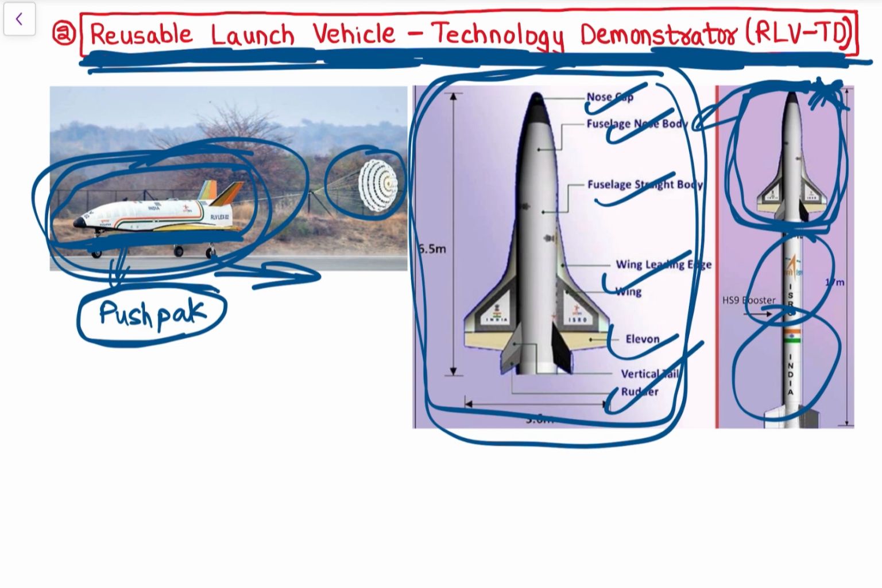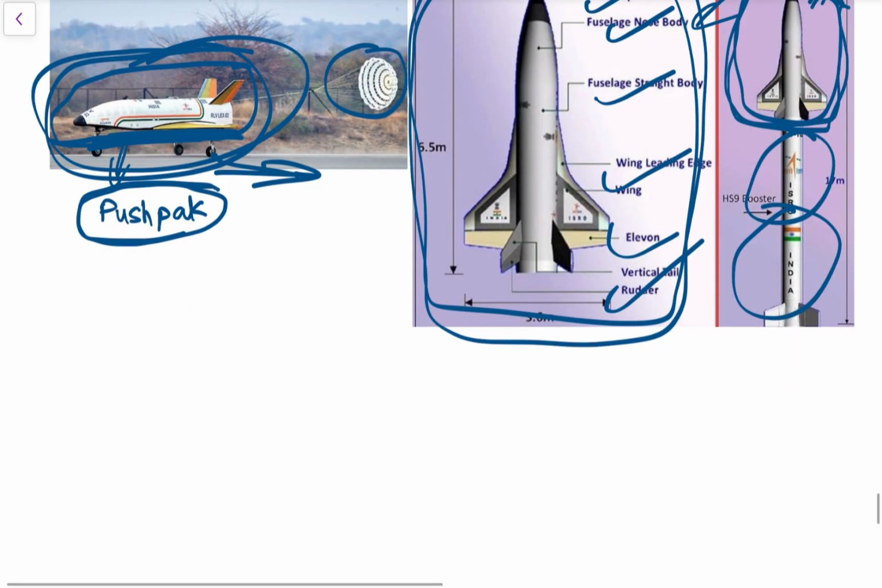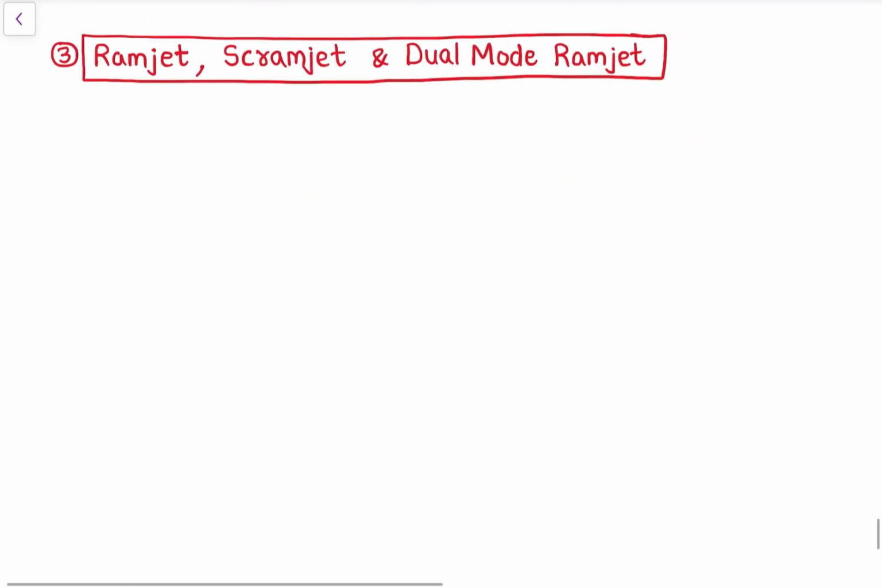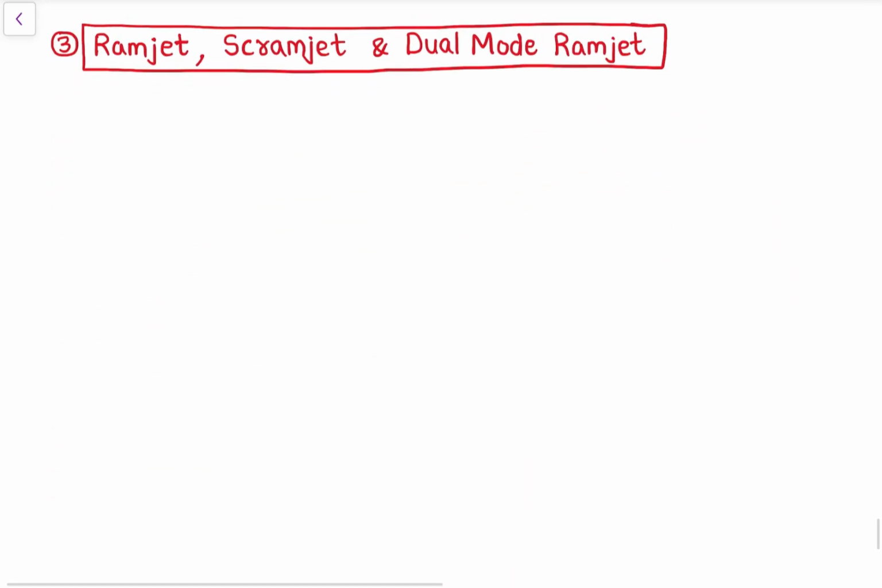राइट। ये demonstration stage में। Then next is ramjet, scramjet and dual mode ramjet, right? See again, ramjet is what? So, right, ramjet is a form of air breathing jet engine, air breathing jet engine. See what does it mean?